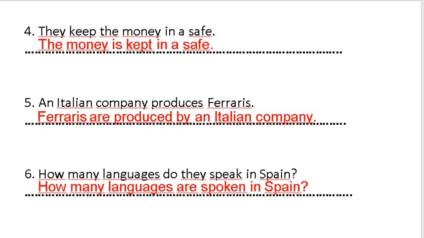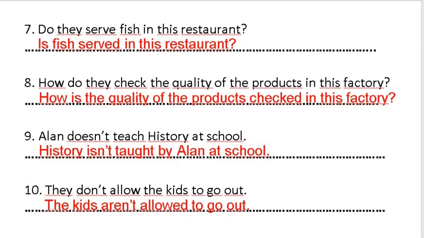Six, how many languages do you speak in Spain? Now let's make it passive. We write the question form like the same. How many languages are spoken in Spain is the passive form of our sentence. Okay, seven. Do they serve fish in this restaurant? Is fish served in this restaurant is the passive form of our sentence.